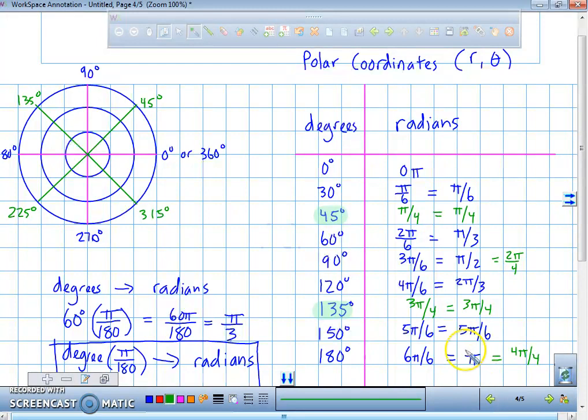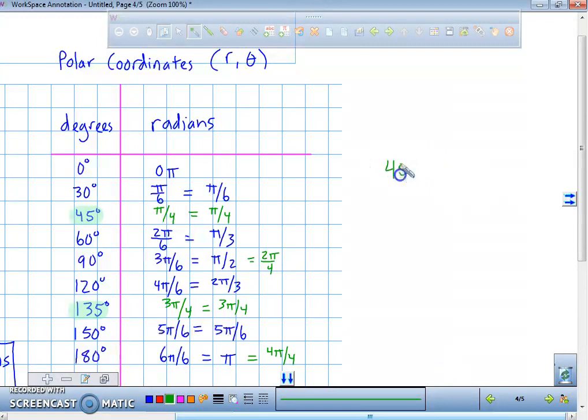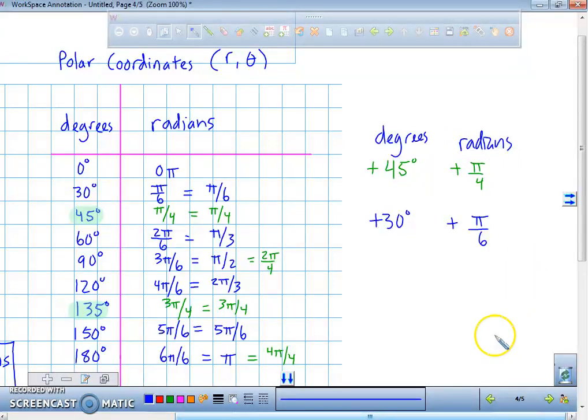So every single 45 degrees, here's a couple of concepts I need you to know. Every single time you increase 45 degrees, that means you go up pi over 4. Whereas every single time you go up 30 degrees, that increases the radian by pi over 6. These are degrees. These are radians.